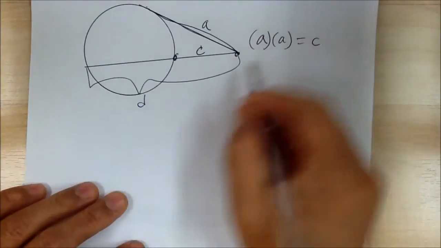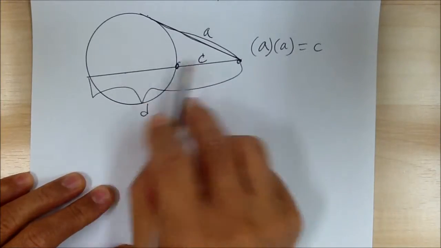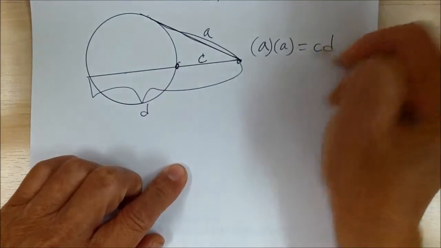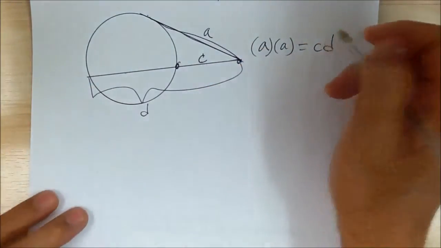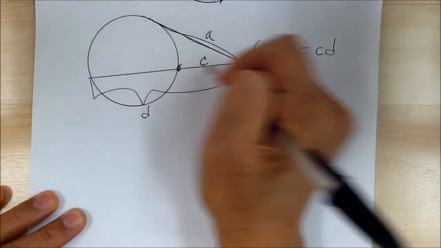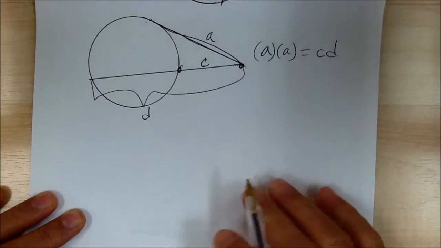Now you have to be careful. A lot of people make the mistake of doing this times this. That would be incorrect. It would be from the point to the circle times from the point to the far side of the circle, this entire length. Point to circle times point to circle equals point to the circle times the whole length. If you remember that, then everything is very easy.